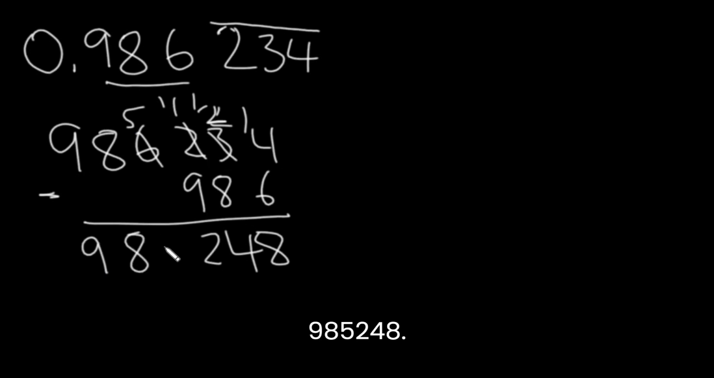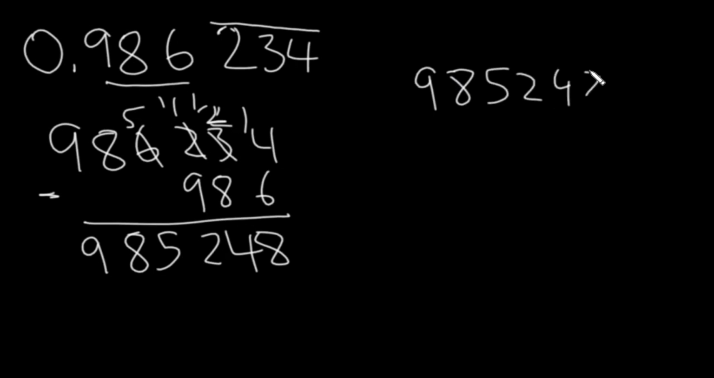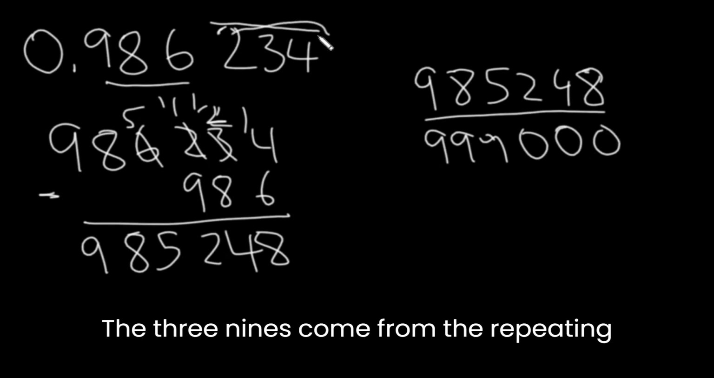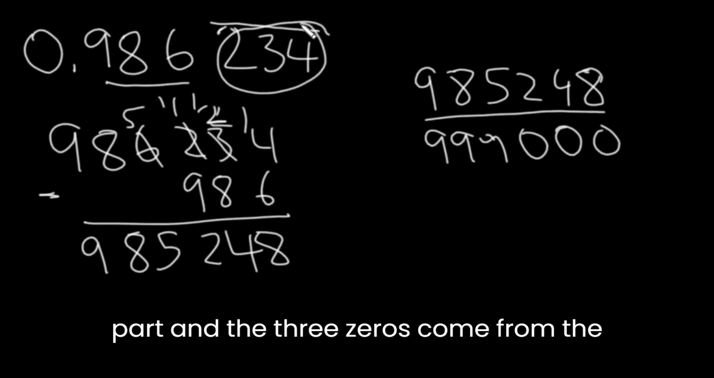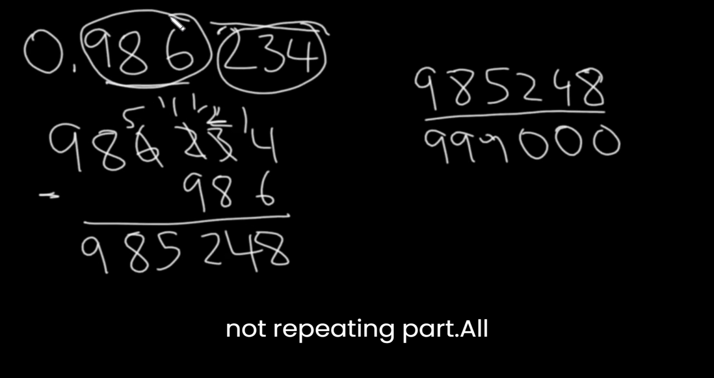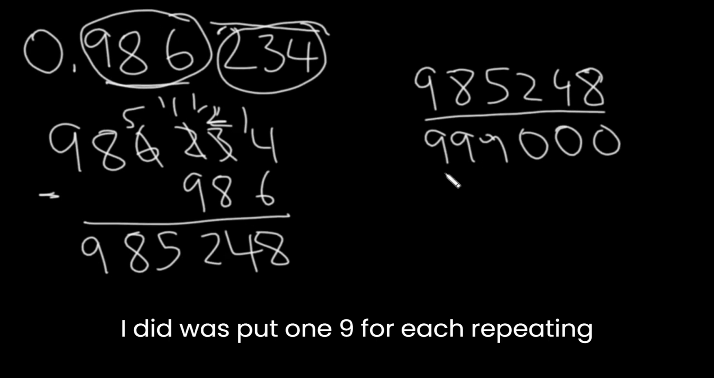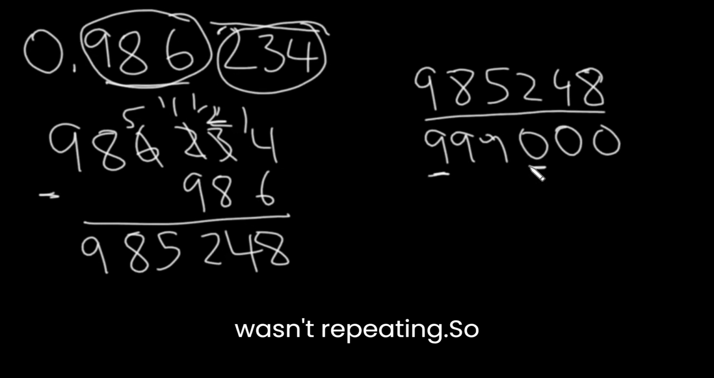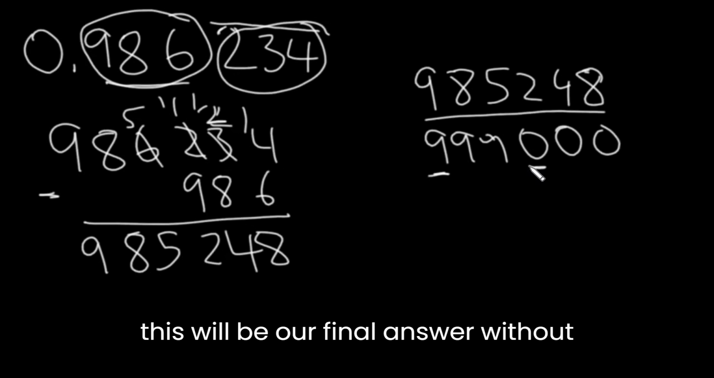And we'll get 985248. Then we put this over 999000. The 3 9's come from the repeating part, and the 3 zeros come from the not repeating part. All I did was put 1 9 for each repeating number and 1 0 for each number that wasn't repeating. So this will be our final answer without simplifying.